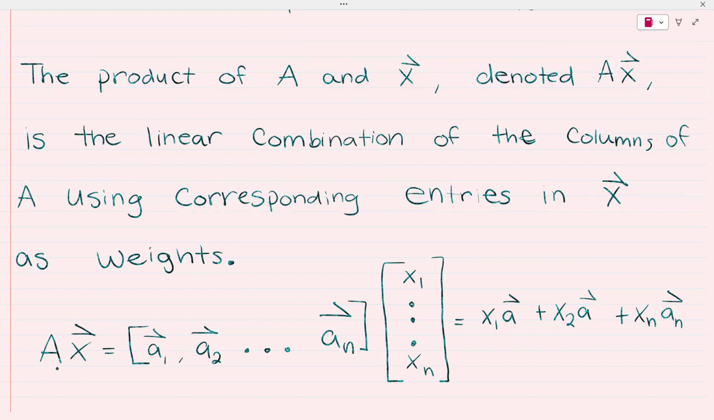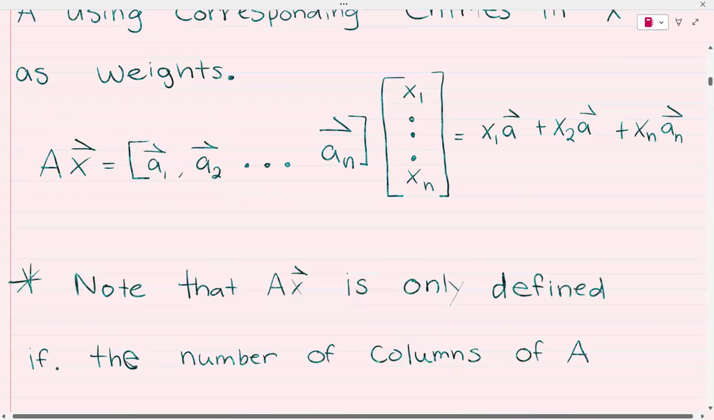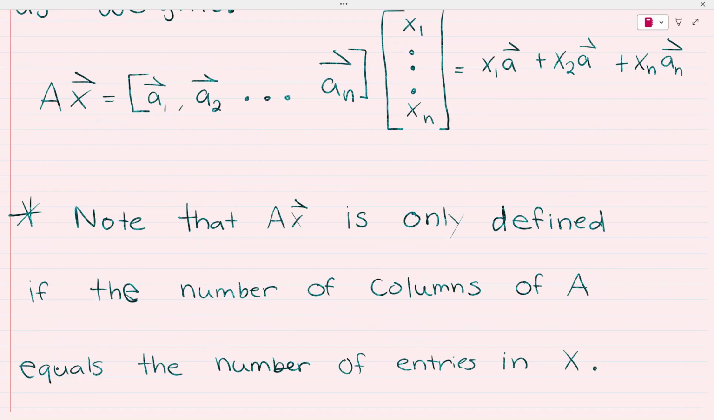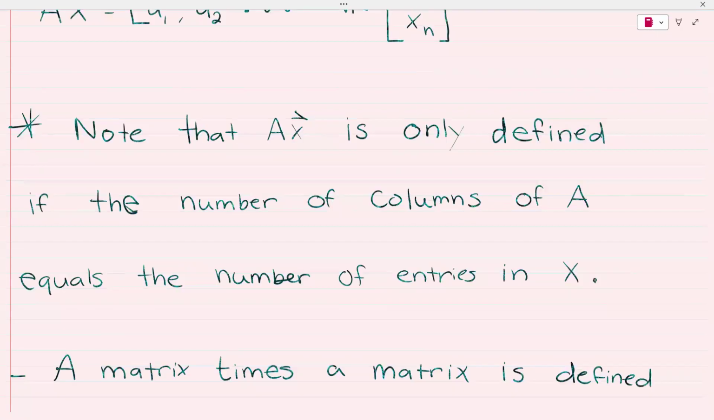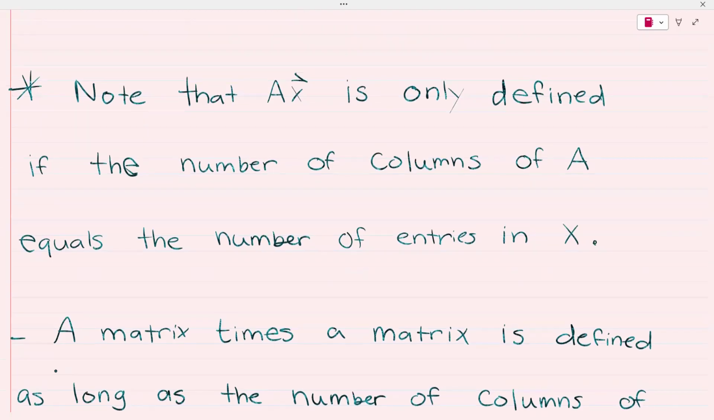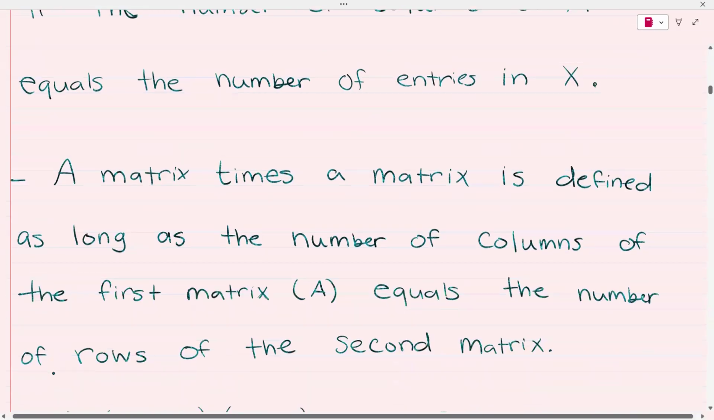And one thing about multiplying matrices is you have to test if it's possible. This is a note that A times vector x is only defined if the number of columns of A equals the number of entries in x. So a matrix times a matrix is defined as long as the number of columns of the first matrix A equals the number of rows of the second matrix.